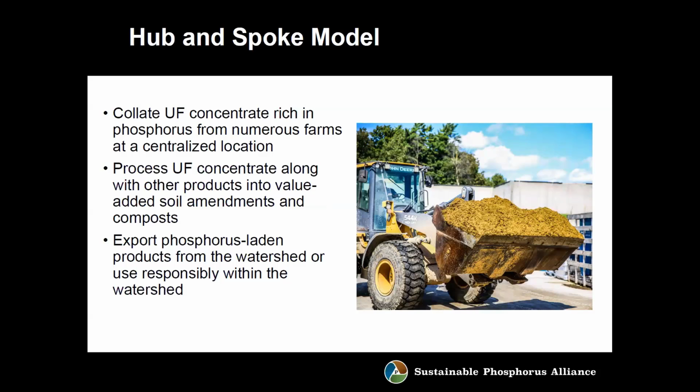And the idea is that we can essentially concentrate the phosphorus in large volumes of manure into very small volumes of concentrate, cost-effectively transport that to the hub, and either process it for use within the watershed or for export out of the watershed, depending on what makes the most sense.